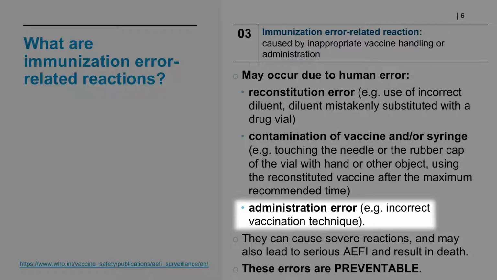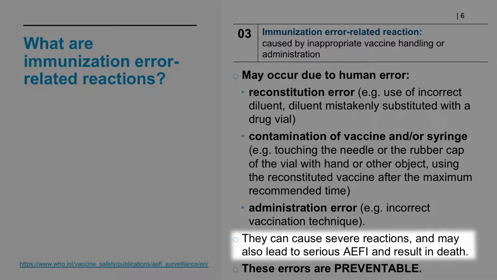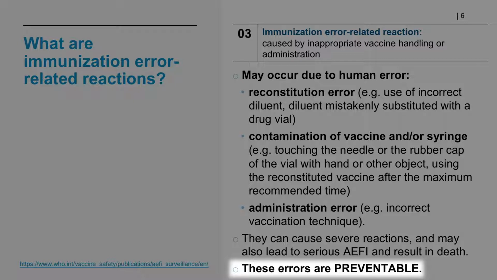For instance, if the manufacturer prescribes that the vaccine should be administered subcutaneously and the vaccine is given intramuscularly or intradermally, for instance. These immunization errors can cause severe reactions and can lead to serious AEFI and can sometimes result in death. And remember, these are all preventable provided we take care at the time of vaccination.